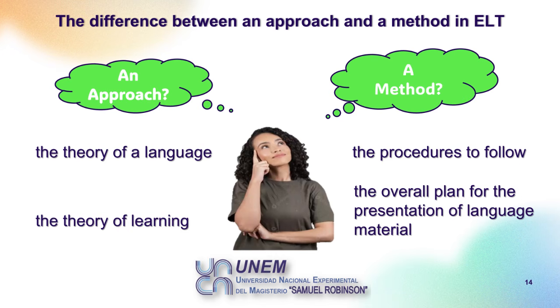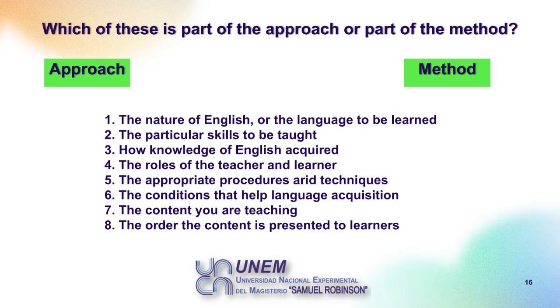Now, let's read the following statements and let's think about which one refers to approach and which one refers to method. The nature of English or the language to be learned. The particular skills to be taught. How knowledge of English is acquired. The roles of the teacher and learner. The appropriate procedures and techniques. The conditions that help language acquisition. The content you are teaching. The order the content is presented to learners.